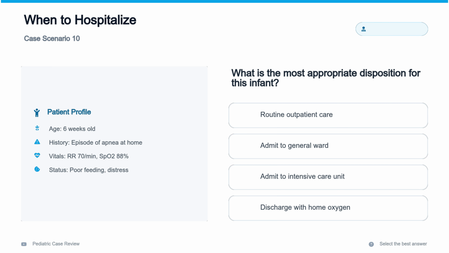Case Scenario 10. A 6-week-old infant had an apnea episode at home. Current respiratory rate is 70 breaths per minute, oxygen saturation 88%, and feeding is poor. What is the best disposition? Option A, routine outpatient care. Option B, admit to general ward. Option C, admit to intensive care unit. Option D, discharge with home oxygen.